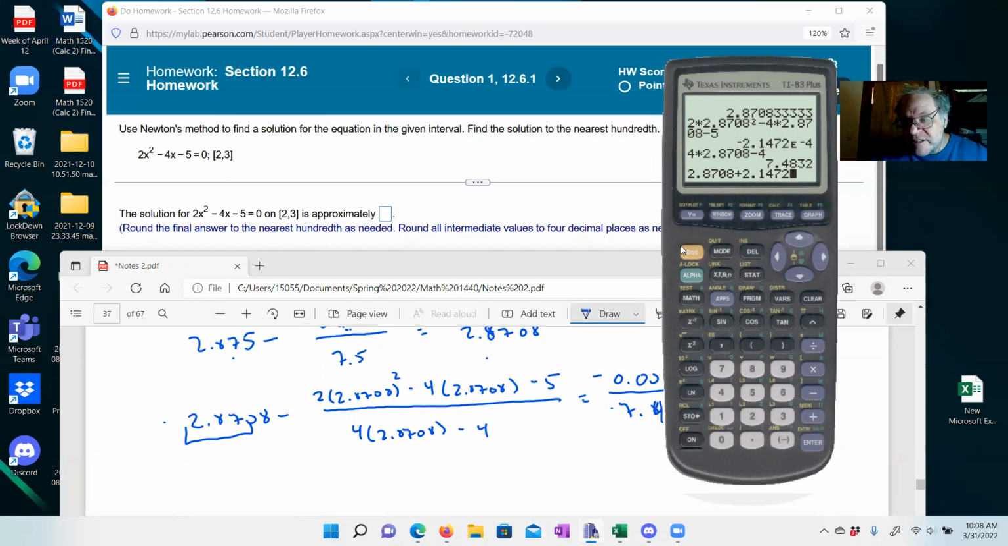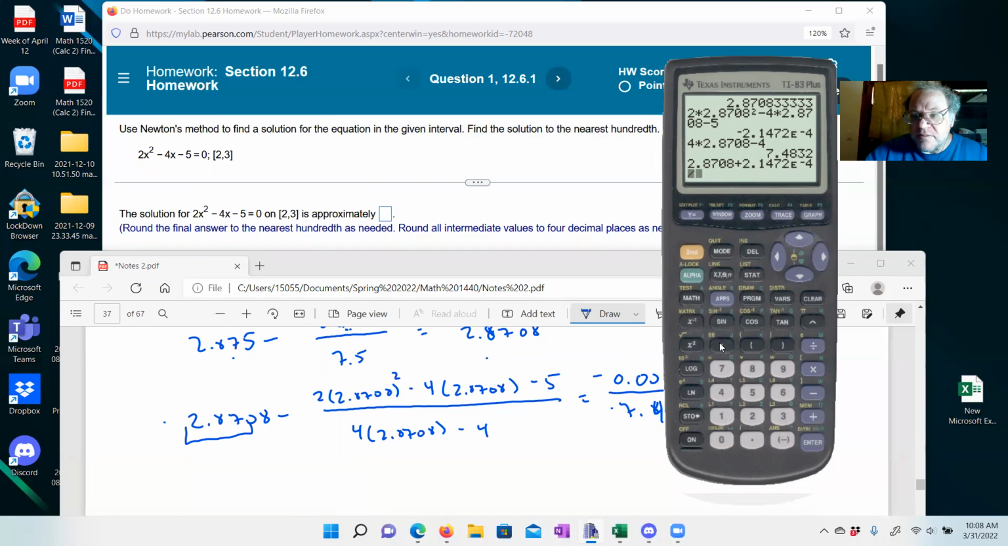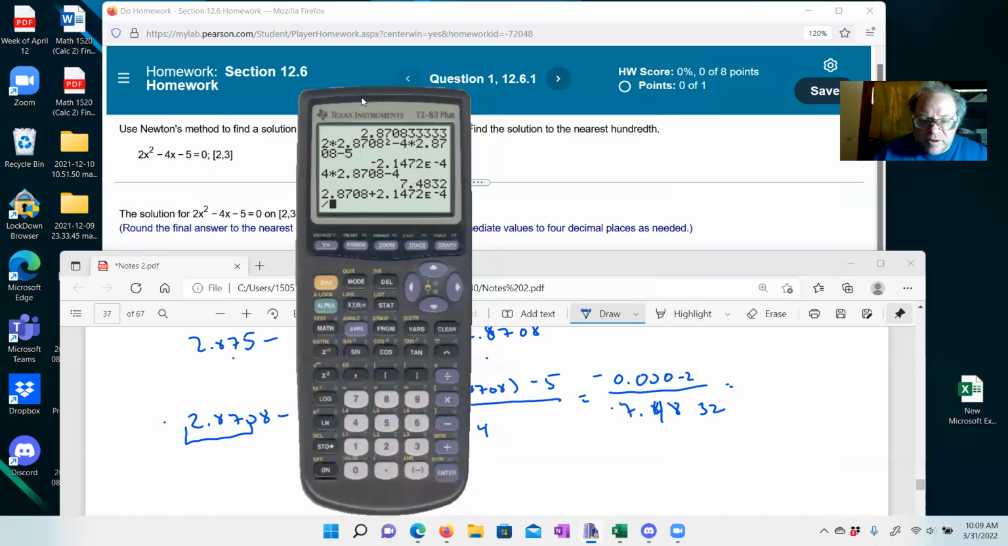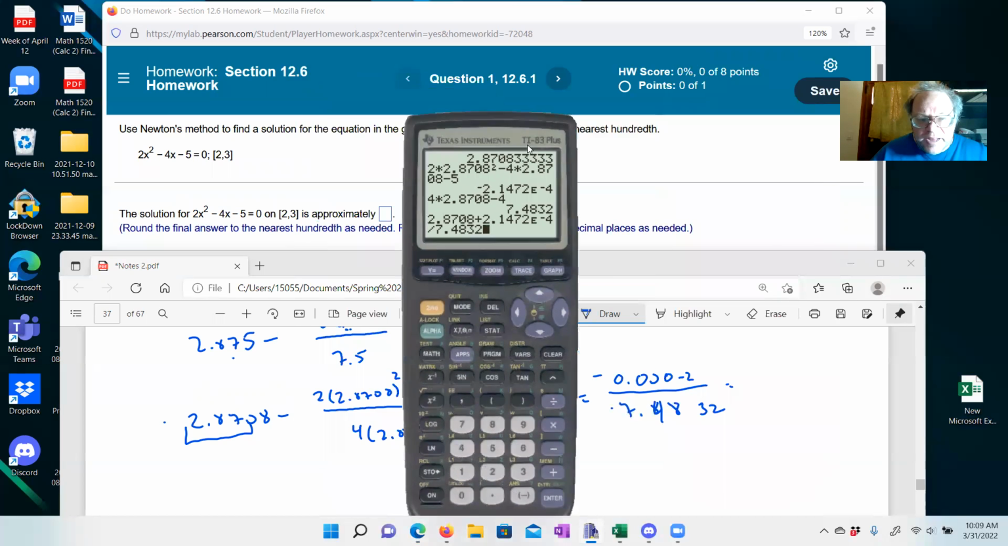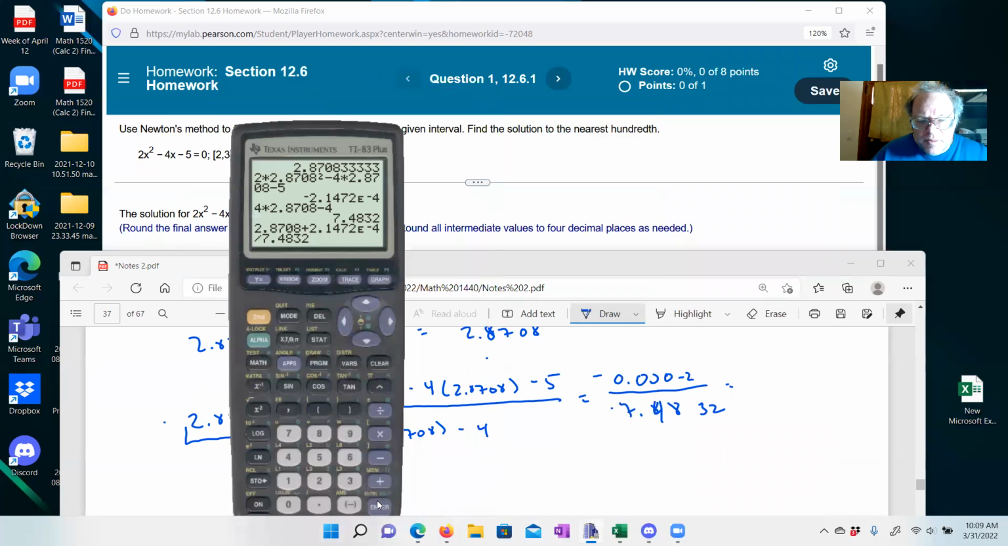So we'll say positive 2.1472. Do not forget to type in the times 10 to the negative 4th. That's second function, comma. This E thing that gives you the E. Don't use alpha E, that's different. We want times 10 to that second function, comma. Divided by 7.4832, and we'll go ahead and take a look at that.